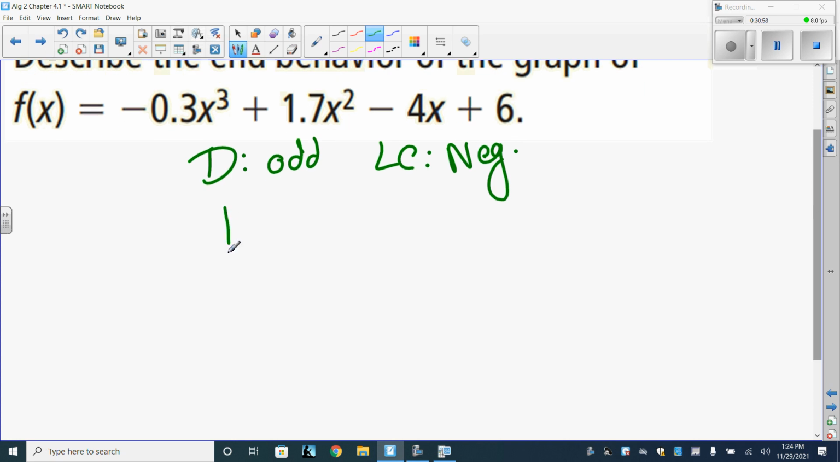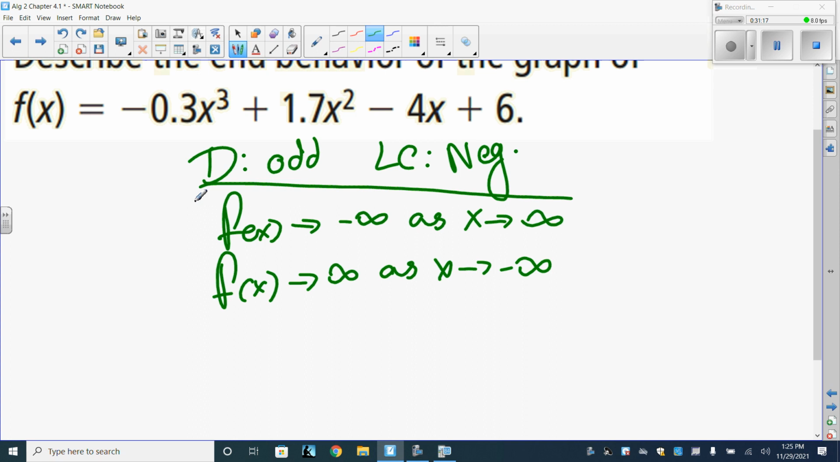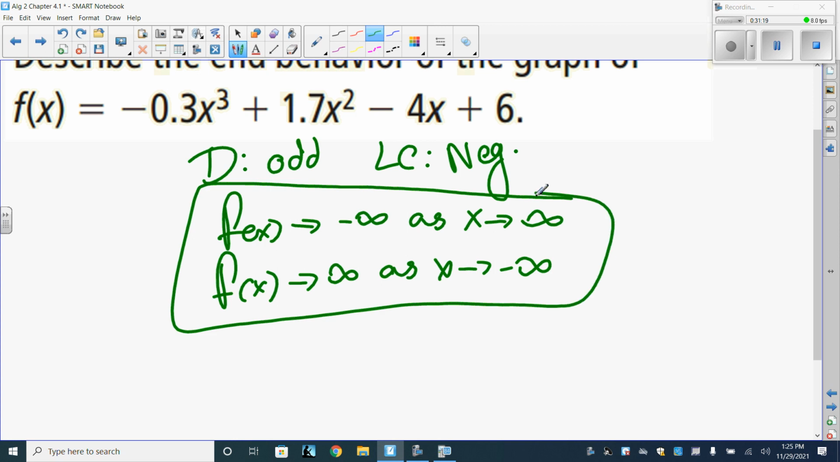So odd and negative, well, that tells me that f of x approaches negative infinity as x approaches infinity. And f of x approaches infinity as x approaches negative infinity. That's it. And really with all these, if the degree is odd, then the end behavior is going to be going in opposite directions. If the degree is even, they're going to go in the same direction, both up or both down.